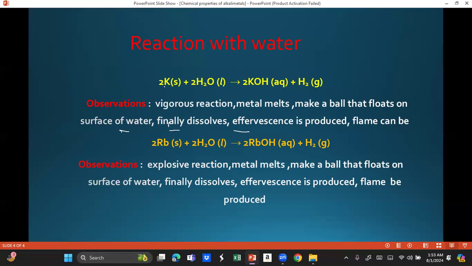So 2 moles of that metal, for example potassium, will react with 2 moles of water. You know, water is a liquid at room temperature, and metals are solids at room temperature, except mercury. We are talking about only group 1 metals. Mercury does not belong to group 1 metals. Potassium hydroxide is aqueous, meaning it is soluble in water.